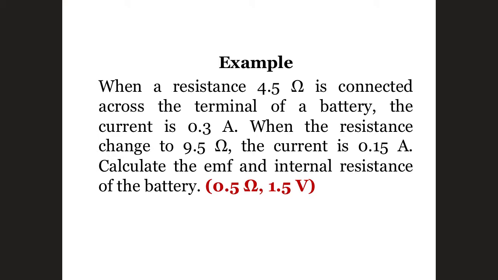This one is going to be a little bit different from the previous question that we already solved. This question asks you to find the EMF and the internal resistance of the battery. So basically, when you connect an external resistor of 4.5 ohm, the current withdrawn from the potential difference is 0.3 ampere. But when you change that resistor to 9.5 ohm, the current is 0.15 ampere.